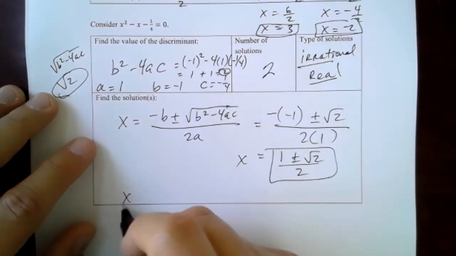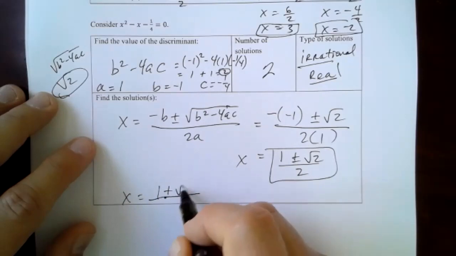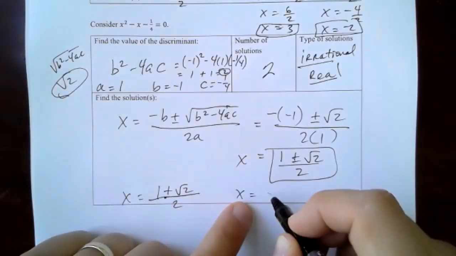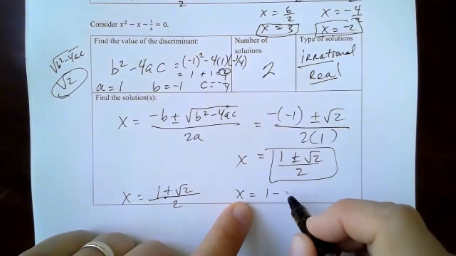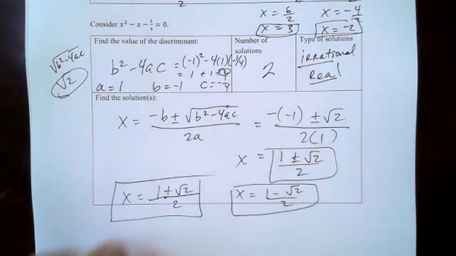Okay. But they want the two solutions. So let's go ahead and work it out. One solution is going to look like this, and the other solution is going to look like this. This is how I would actually leave the answer at the end, okay?